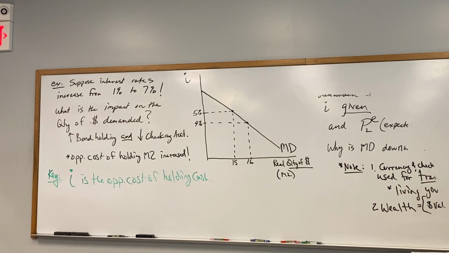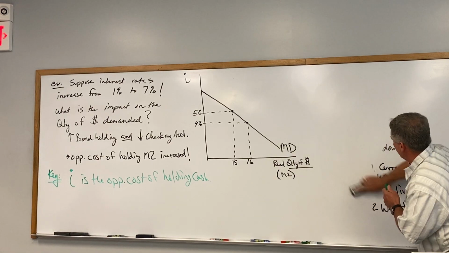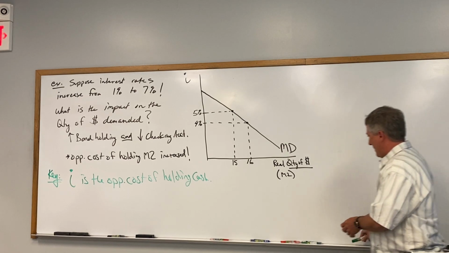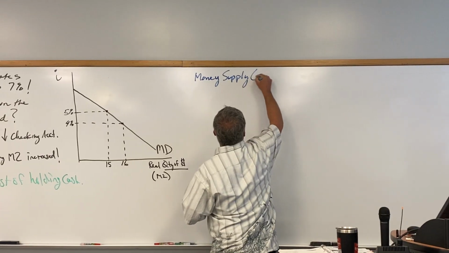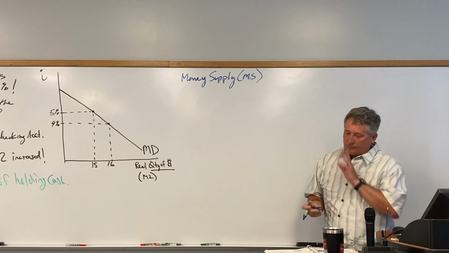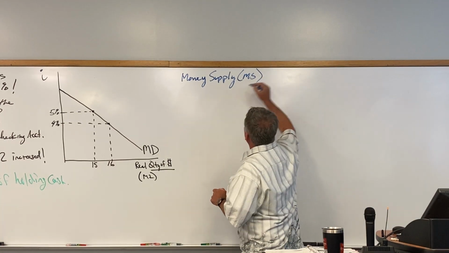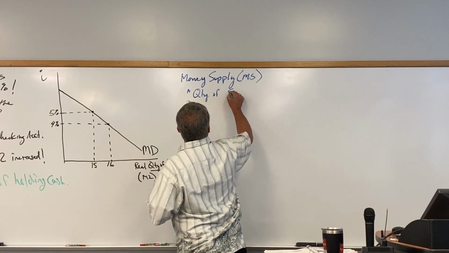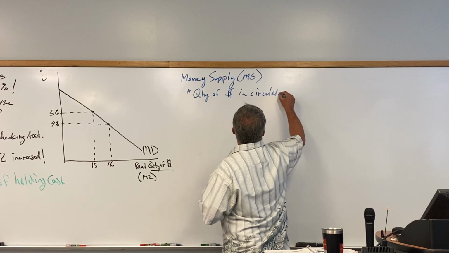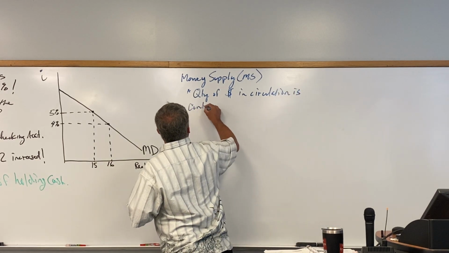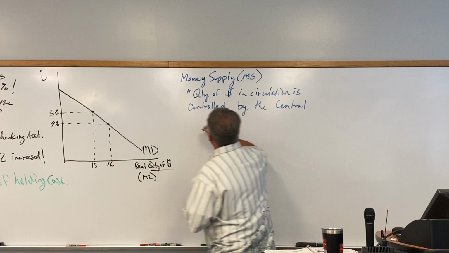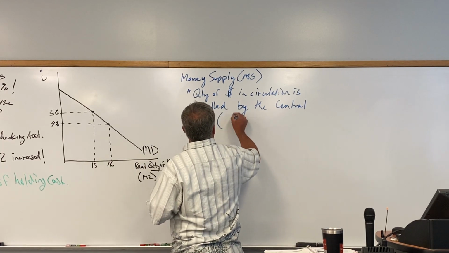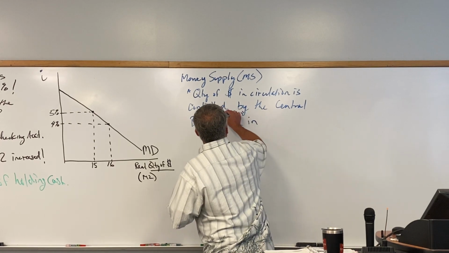Money supply. All right, money supply. So the quantity of money in circulation is controlled by the central bank. The Fed in the US.